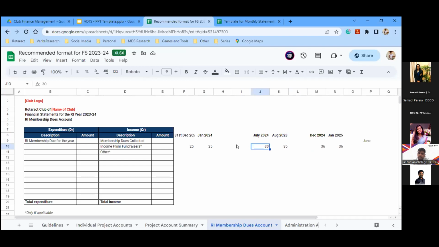Say these 5 members that are there in July all joined on the 1st of July. When it comes to this invoice, those 5 members will be charged the dues for the year 2025 plus these 6 months as well, because they were in Rotaract.